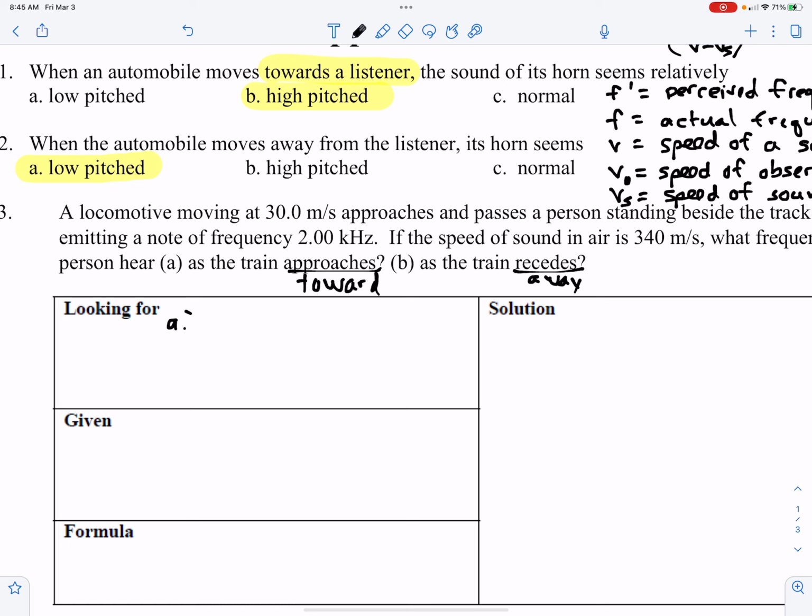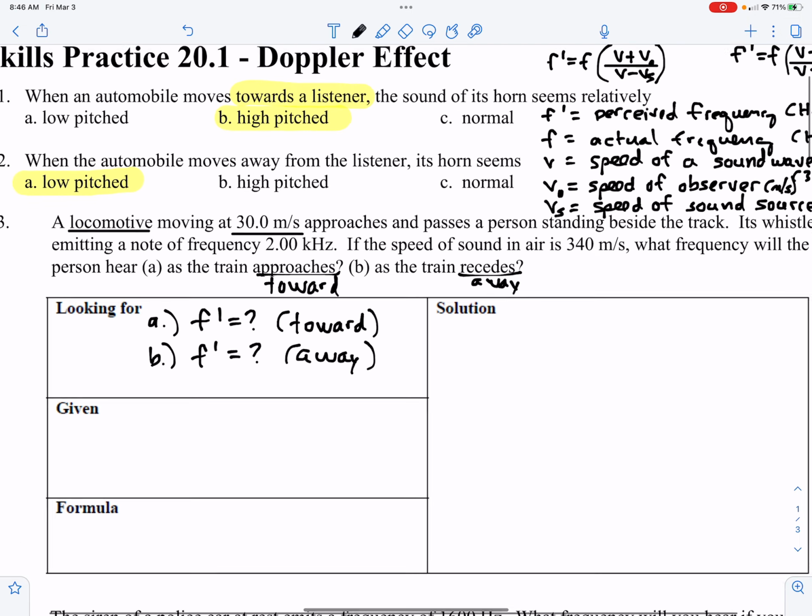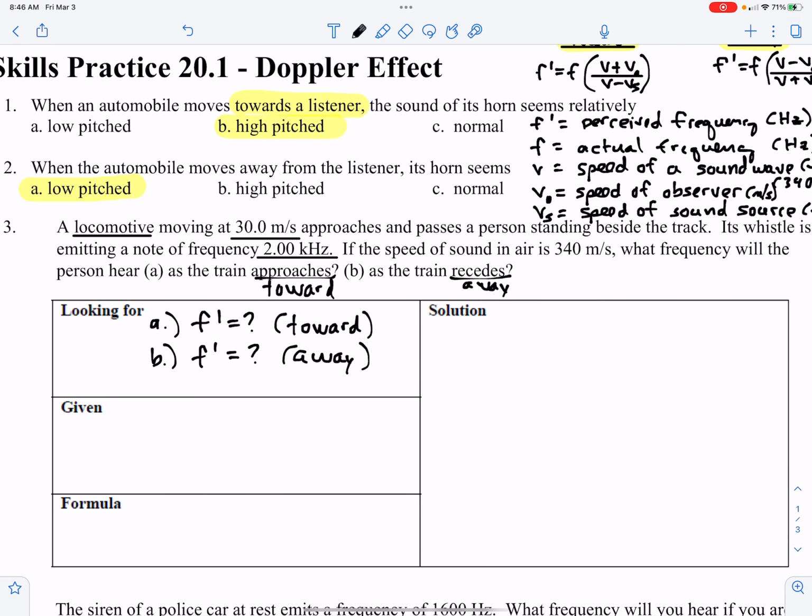So we're looking for part A, the perceived frequency when they're coming toward each other, and part B, the perceived frequency when they're going away from each other. We are given the speed of the locomotive, which is making the sound, so that would be the speed of the source. You are given the frequency of the whistle, the speed of a sound wave, and you are told that the person is standing. That means the speed of the observer is 0.